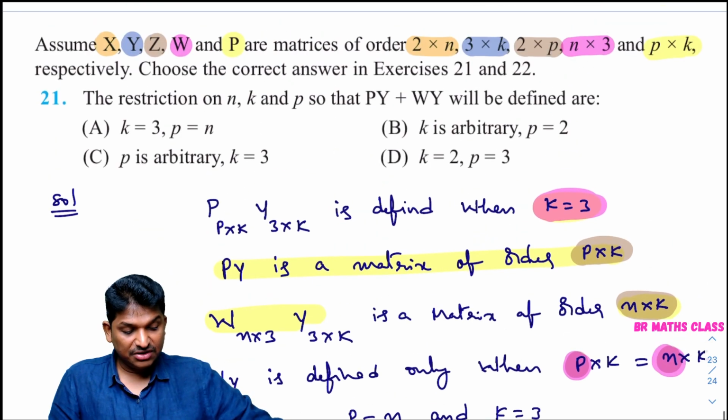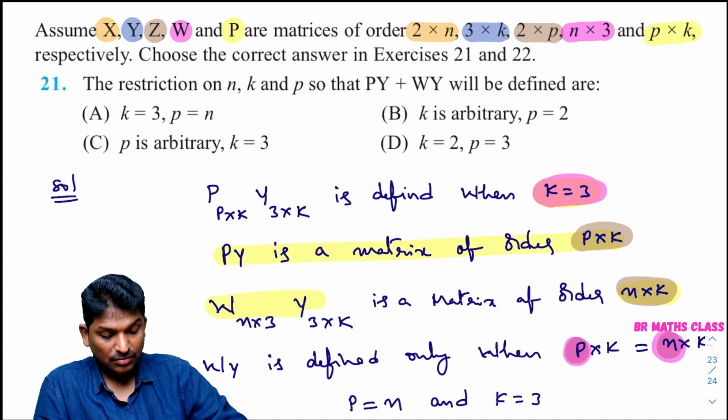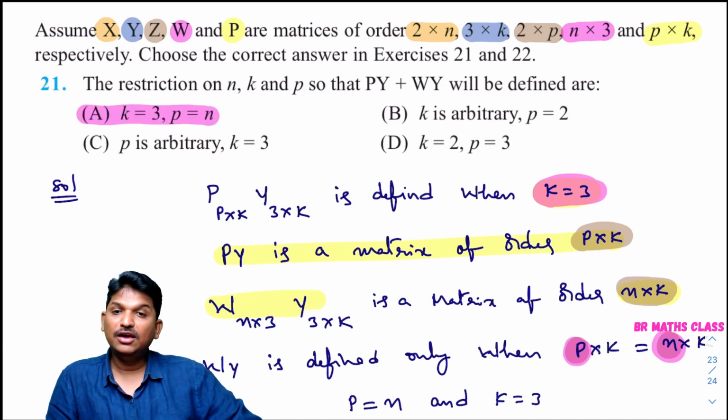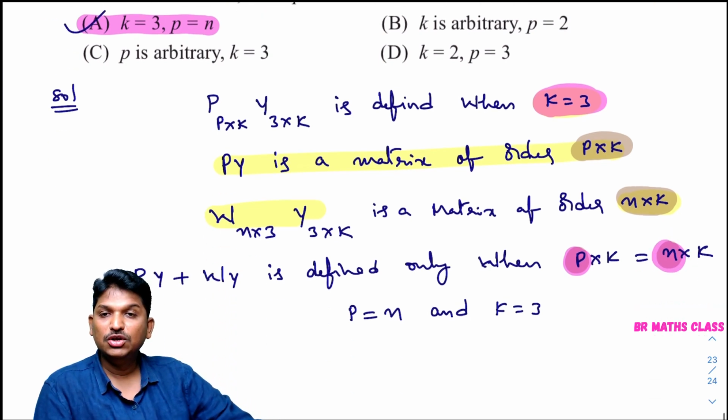So observe the options now. See what they have given in the first option. You see this first option, k equal to 3, p equal to n. So this is the right option. I hope you understand this.